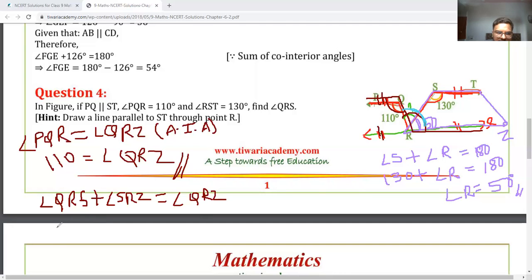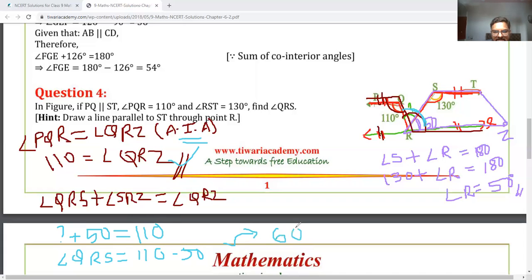So here we want to find out the QRS. This is the question mark. Whereas the angle SRZ we have obtained as 50 degree, and total angle QRZ is 110, as we found above using the alternate interior angle. So angle QRS is equal to 110 minus 50 degree. So angle QRS will finally be 60 degree. I hope you understood. Let's move on to the next question.